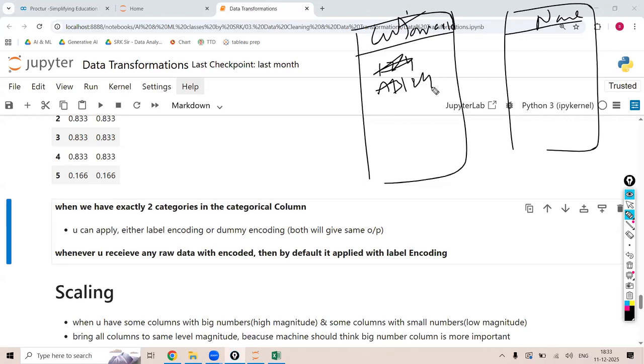Now, whenever you are having the customer ID with alphabets, when you observe all the unique values, how many unique values are there? Every row will have one unique value.